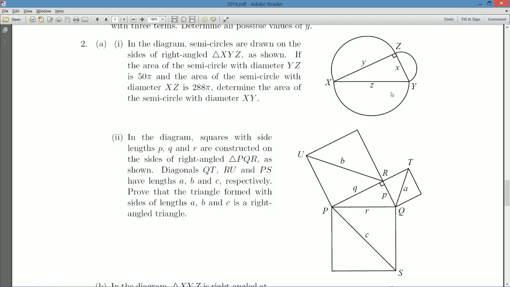Okay. Well, it's a right angle triangle, so if we can figure out X and Y, which we should be able to knowing the area of the semicircles, then we could figure out what Z is, and from there figure out the area of the semicircle.